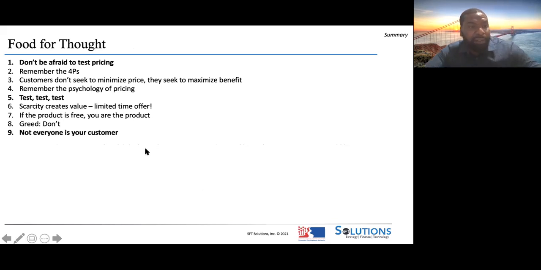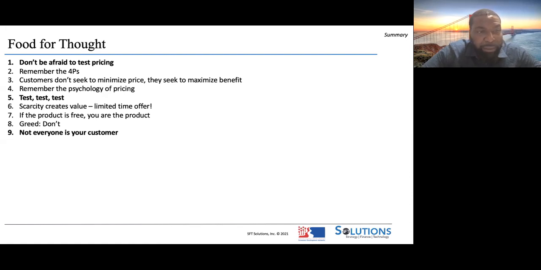So just some food for thought. Don't be afraid to test pricing. Remember the 4 Ps: product, place, promotion, and pricing. Remember that customers aren't seeking to minimize price. They're trying to maximize benefit. Remember all the different things that we talked about with respect to the psychology of pricing. Test. There's no reason why price has to be static, right? Please test as many of these pricing strategies that we've talked about.